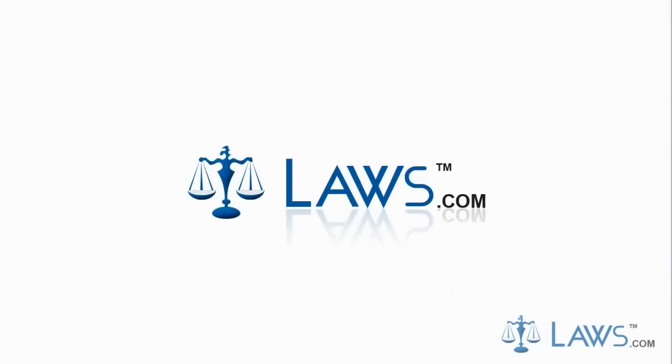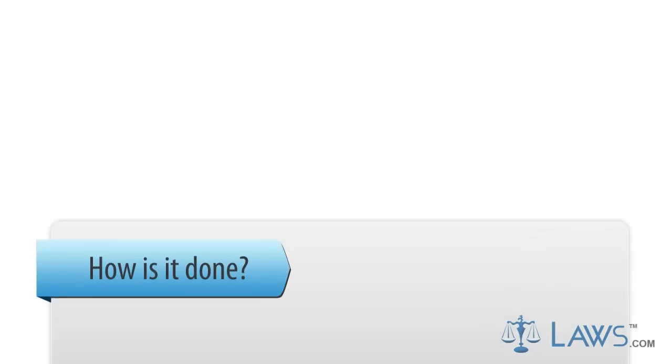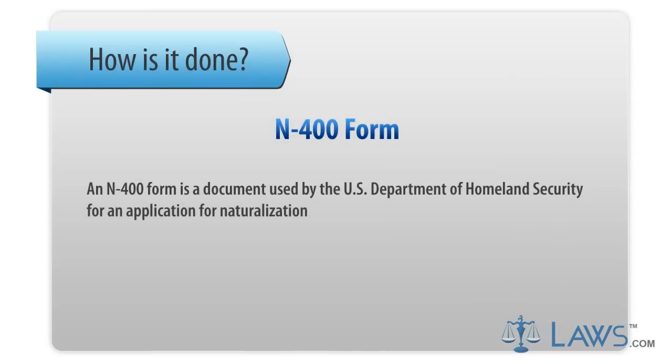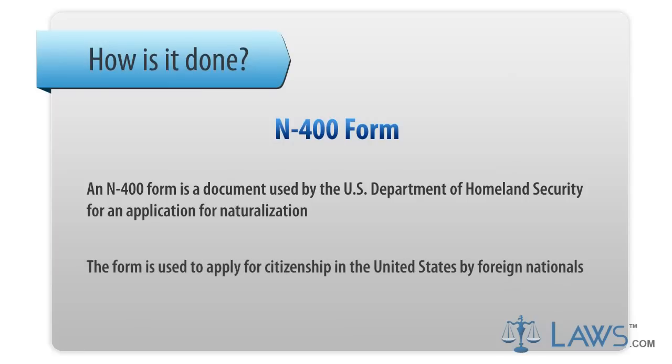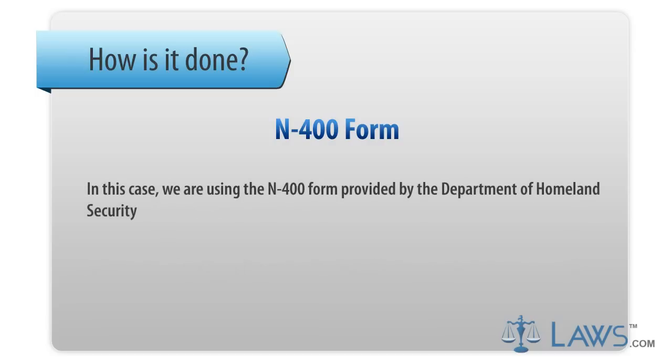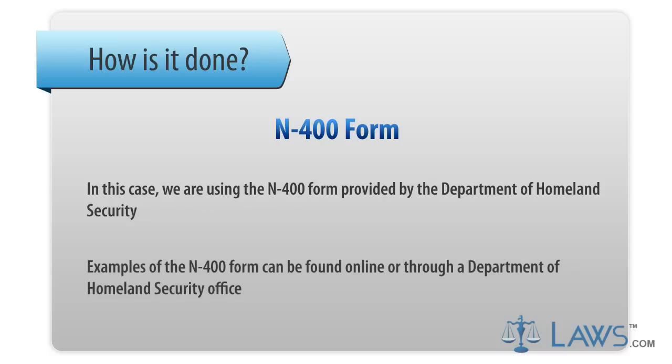Laws.com Legal Forms Guide. An N-400 form is a document used by the U.S. Department of Homeland Security for an application for naturalization. The form is used to apply for citizenship in the United States by foreign nationals. In this case, we are using the N-400 form provided by the Department of Homeland Security. Examples of the N-400 form can be found online or through a Department of Homeland Security office.